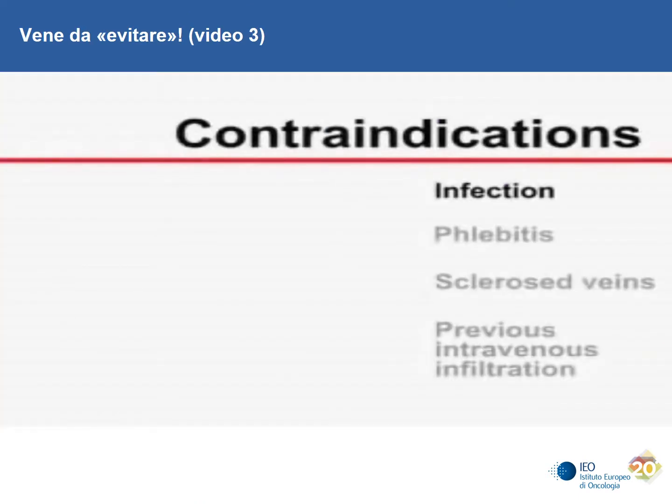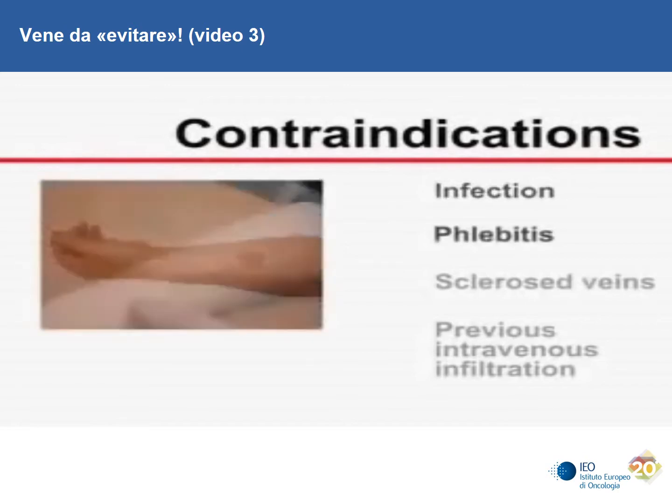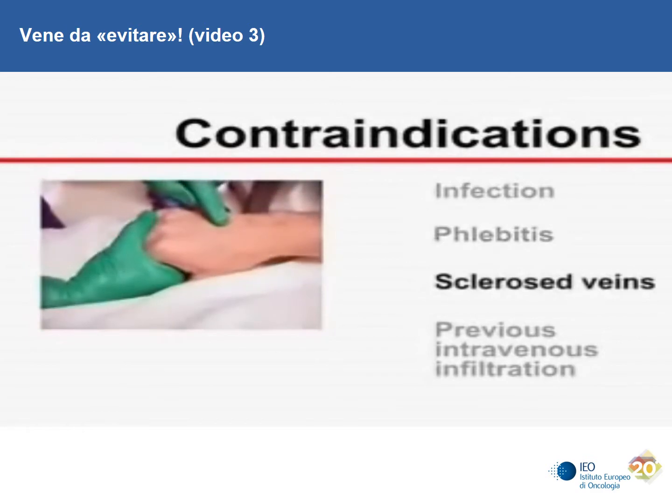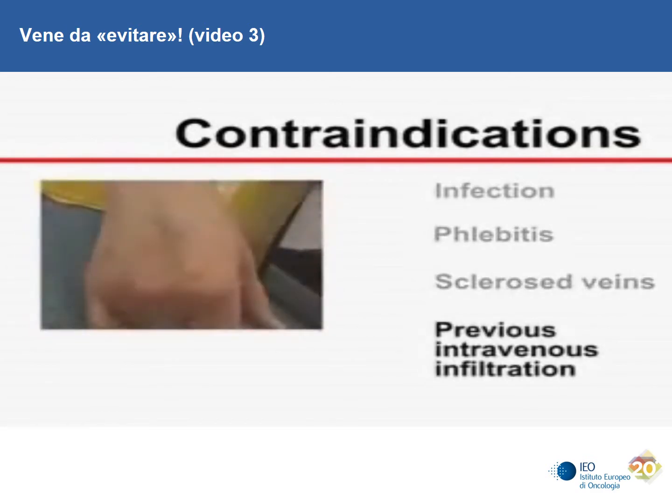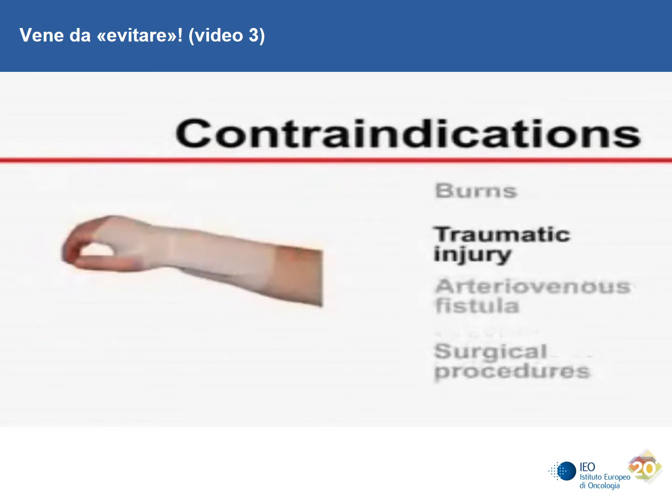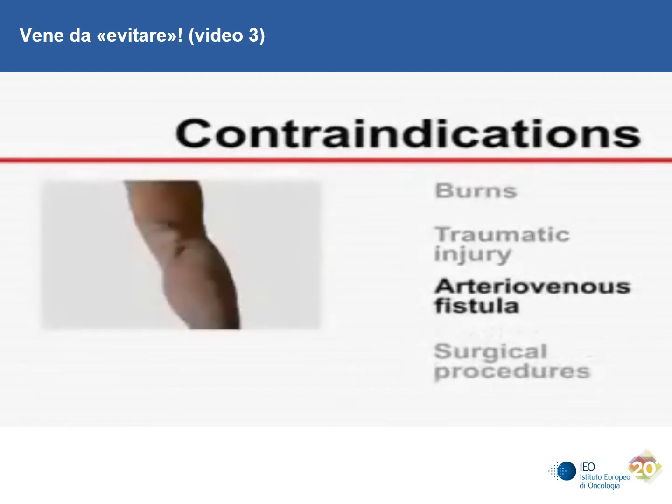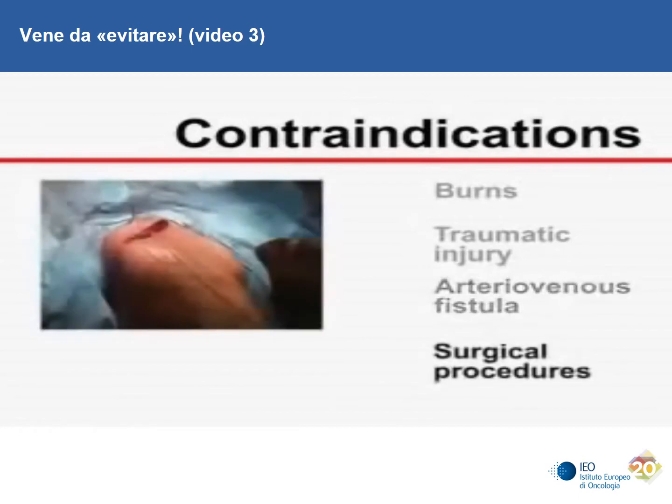Relative contraindications to inserting a peripheral catheter in a specific site may include infection, phlebitis, sclerosed veins, previous intravenous infiltration, burns or traumatic injury proximal to the insertion site, arteriovenous fistula in an extremity, and surgical procedures affecting an extremity.